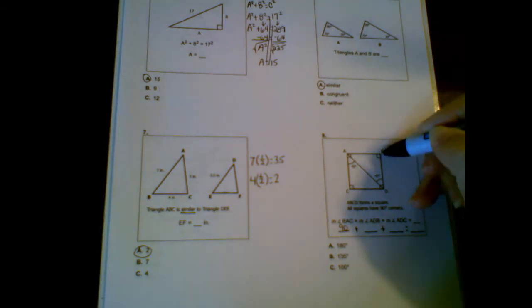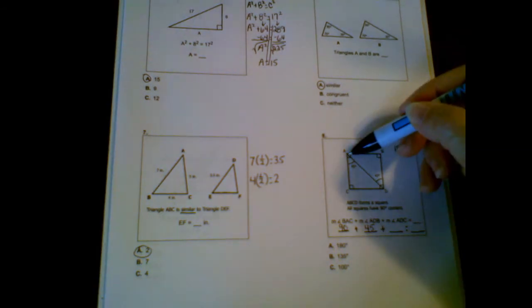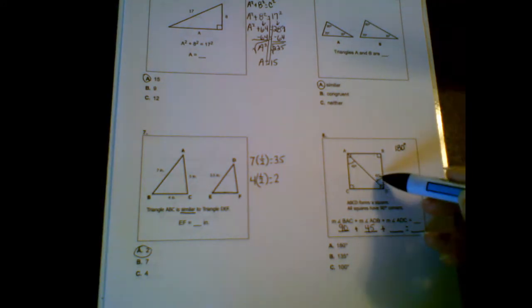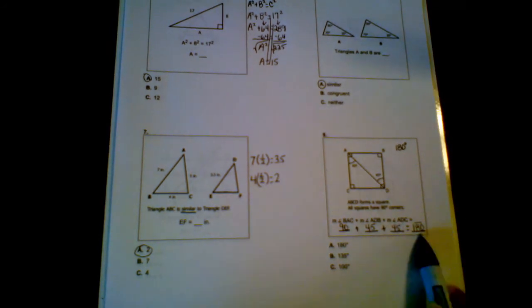Okay, we are going to look next at ADB, AD to B. So we need to know this one, and it is labeled. It is 45. Then we're going to go ADC. This one's not labeled, but we know that 45 plus 45 equals 90. So we're going to plug in our 45. When we add 90 plus 45, we get 180. So our answer is 180.